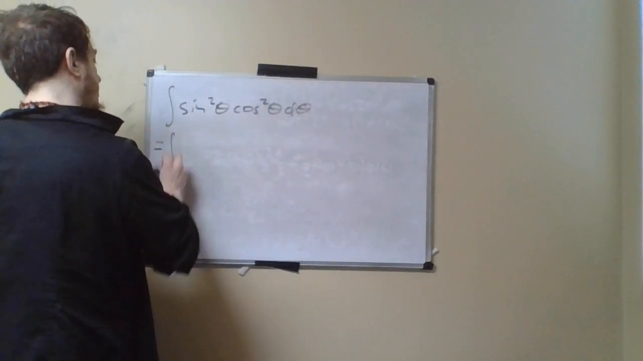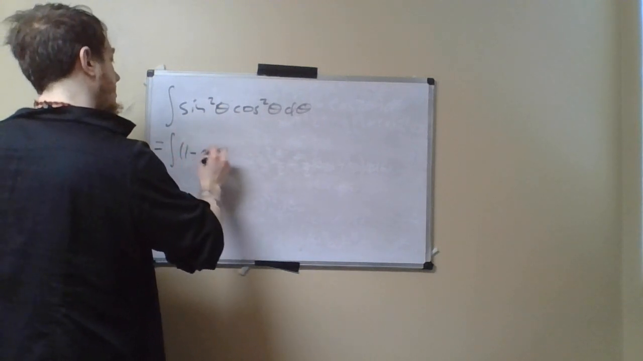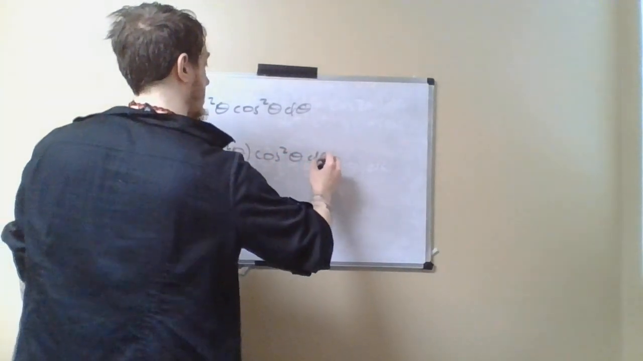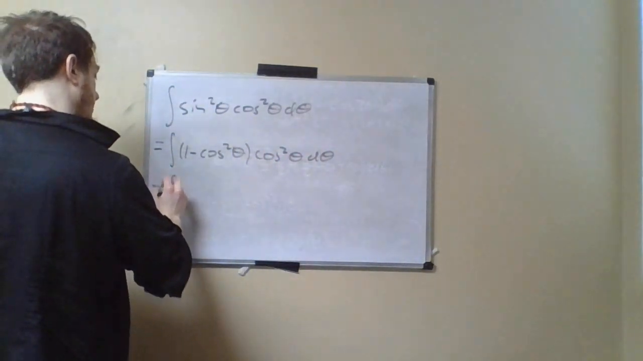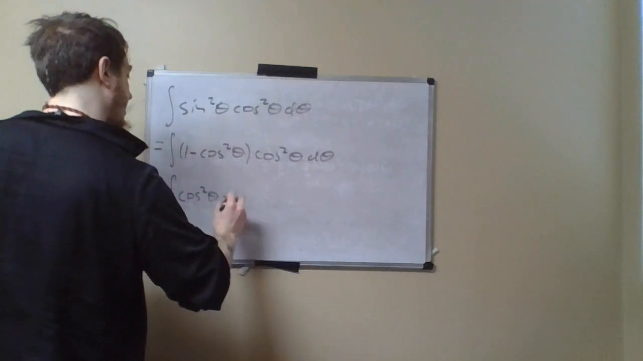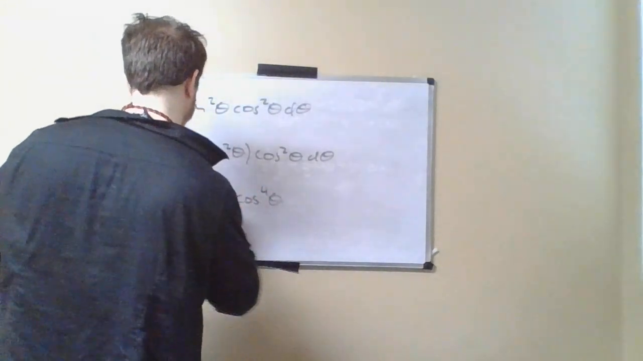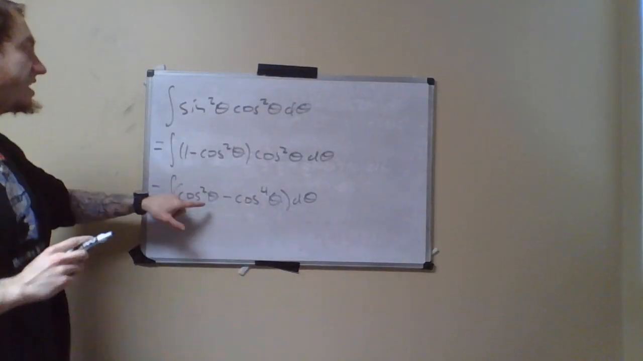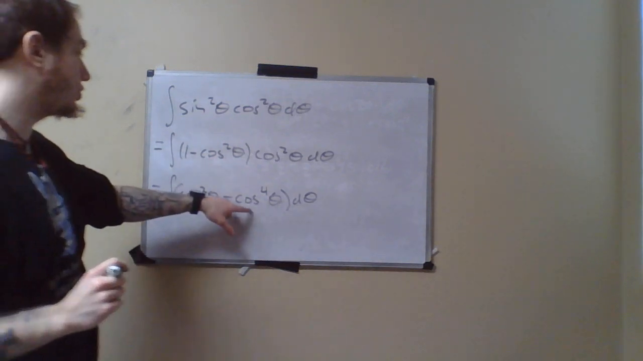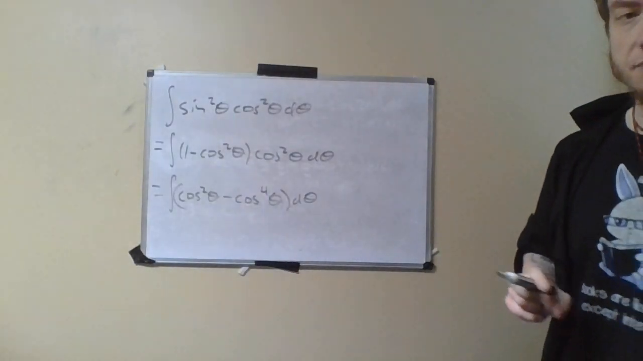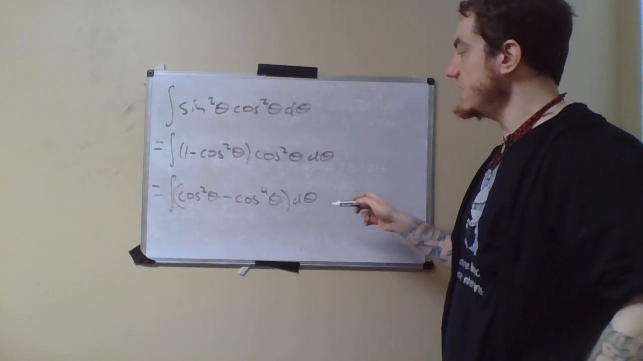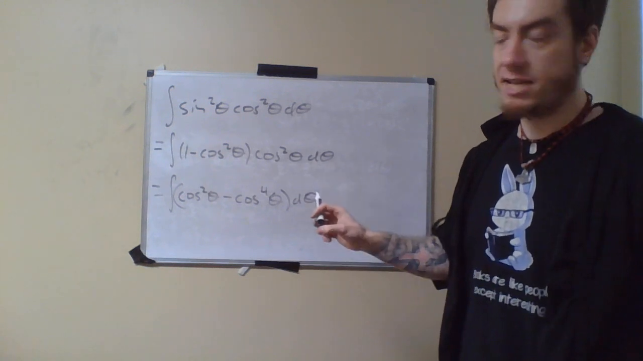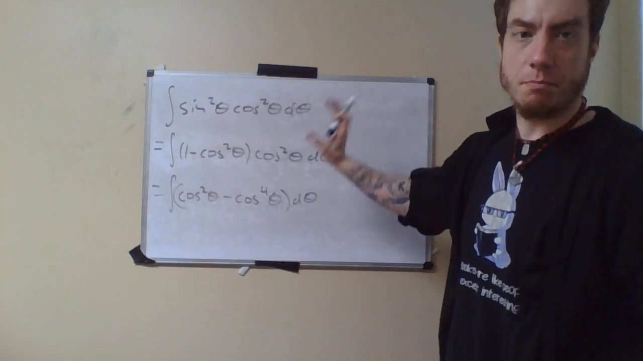This is the same as the integral of 1 minus cosine squared theta times cosine squared theta d theta. This becomes the integral of cosine squared theta minus cosine to the 4th theta. So from this, we see that we actually turn this into a bunch of integrals of even powers of cosine. What can we do with each of these? Well, we can break these apart by using the trig identities, break it down into simpler pieces.